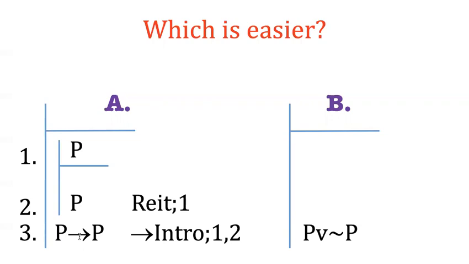Remember how our arrow intro proof works. We need to assume the antecedent, and then we need to get ourselves down to the consequent. That just takes reiterating that thing. So this is no problem. This is even more efficient than the 5-step plan.